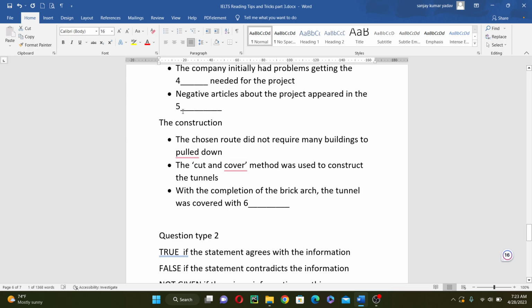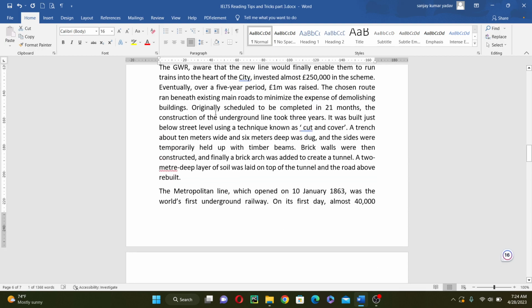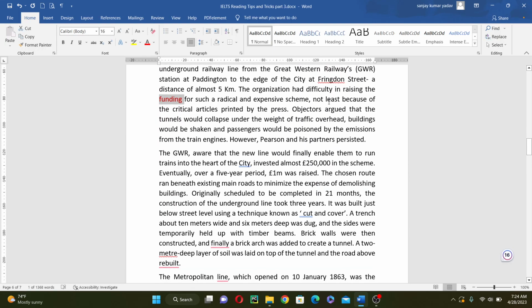Negative articles about the project appeared in the dash. So somewhere negative articles about the project may have appeared. So let's see where the negative articles about the project had appeared. Okay, so where we are. Okay, funding we got.